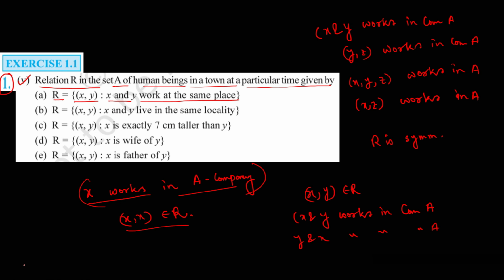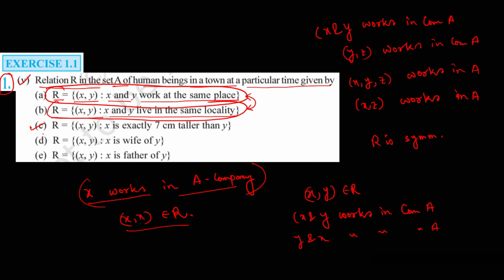So next problem, what is it saying? R = (x, y) such that x and y live in the same locality. These two are exactly similar. If x lives in some locality, then (x, x) belongs to R because x itself lives in the same locality. So the reasoning is exactly the same. I left this as an exercise for you.